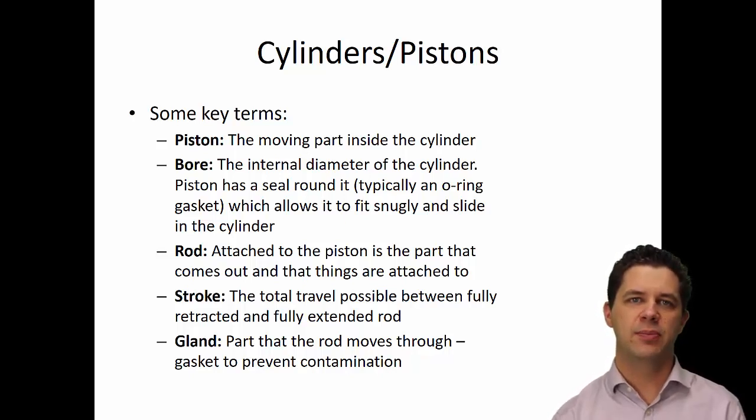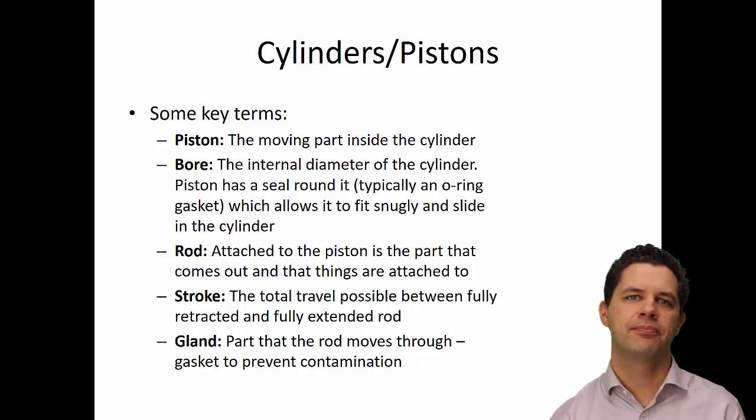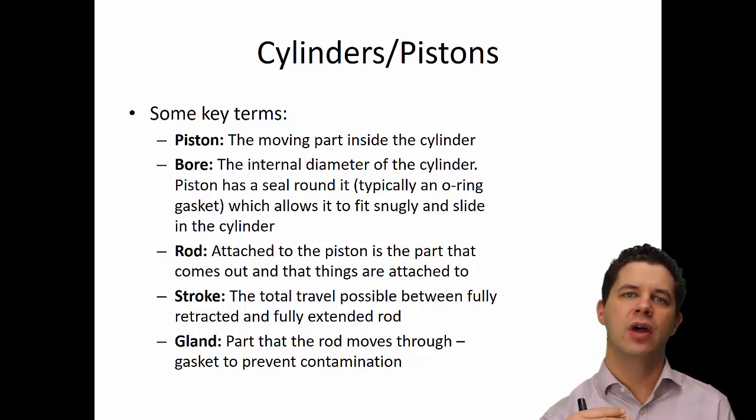Typically, we've got a seal around the piston, an O-ring or something like that, which allows it to fit really tightly inside and slide inside the cylinder. The bore is very important for us to know because it gives us the cross-sectional area that the cylinder will have, and then we can use Pascal's law to work out the force that we can apply. And we have the rod, and this is attached to the piston, and it's the part that actually comes out of our cylinder, the thing that we bolt things to. We also have the stroke, which is the total travel available to us, the distance between when it's fully retracted and fully extended. So how much stroke we have in our rod.